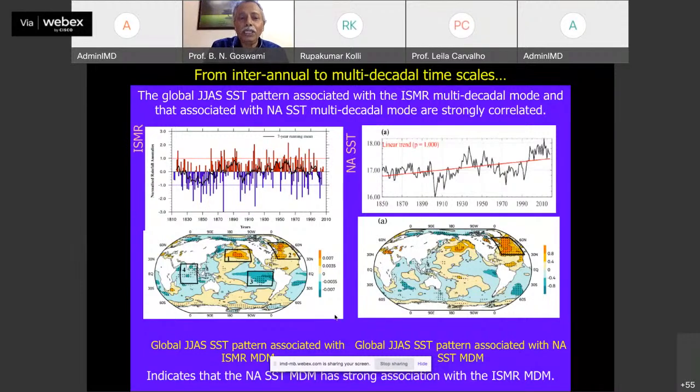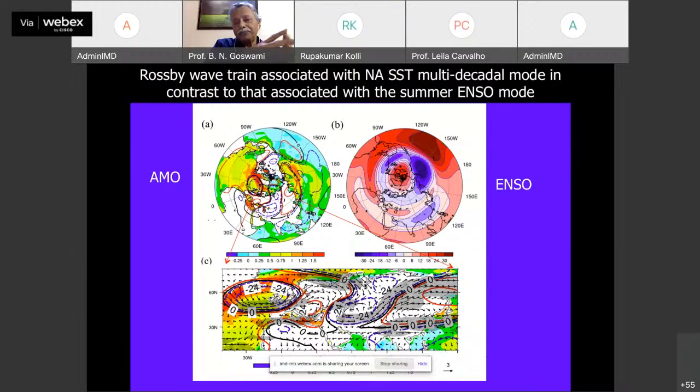We have found that exactly the same Rossby wave train also influences the multi-decadal time scale. So we did a regression of this SST multi-decadal component of the monsoon on the winds and geopotential height, and it shows exactly the same kind of stationary Rossby wave, which is amplified here in this region. So this same kind of Rossby wave affects the circulation over our region, and that influences the monsoon.